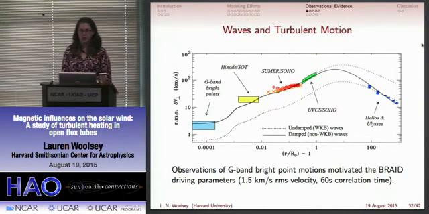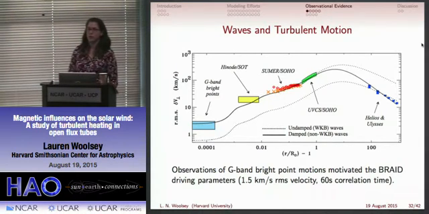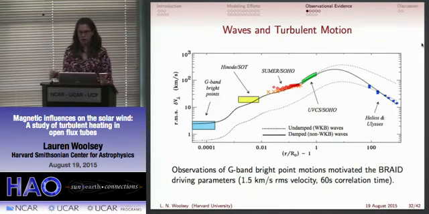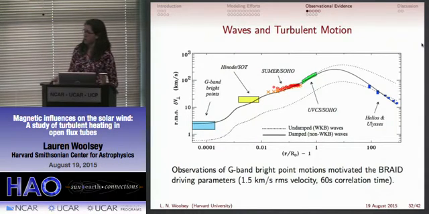And now I want to get into what we're working on now, which is bringing in some observations to all of this. So we've been talking a lot of modeling, but there's a lot of observational evidence for Alfvén waves and for turbulent motion. And so this is an overview of what we had up to around 2009, where we had these G-band bright points, and that's, again, where the 60-second correlation time and the 1.5 kilometer per second RMS velocity were coming from, these observations.